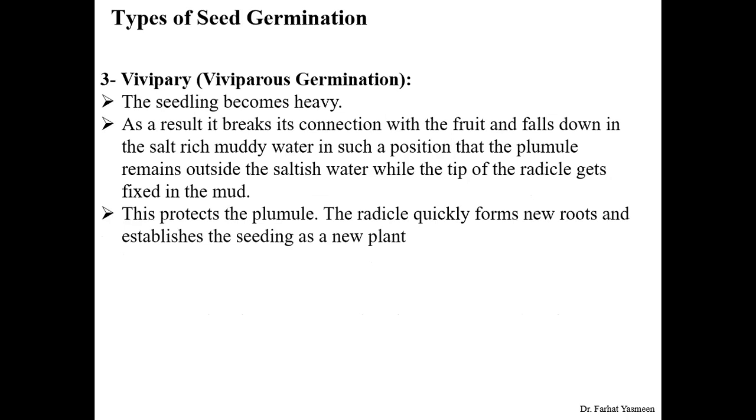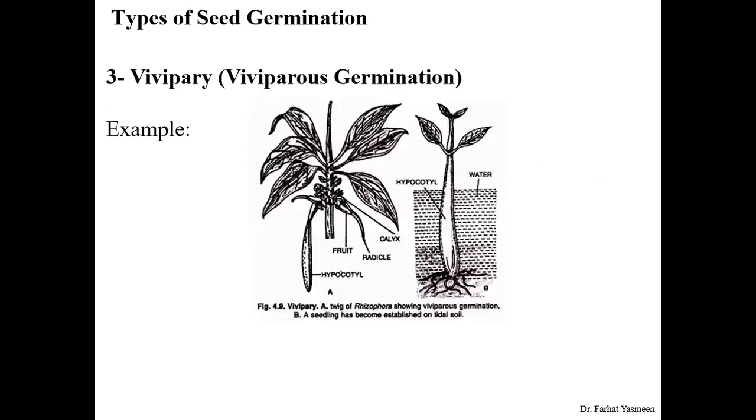Then the seedling becomes heavy. As a result, it breaks its connection with the fruit and falls into the salty, muddy water in such a position that the plumule remains outside the saltwater and the radicle gets fixed in the mud. This protects the plumule, and the radicle quickly forms new roots and establishes the seedling as a new plant. This is the example of viviparous germination, in which germination starts while the seed is still attached to the parent plant. Thank you, students.